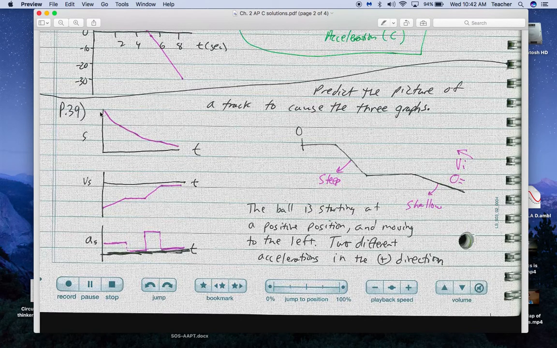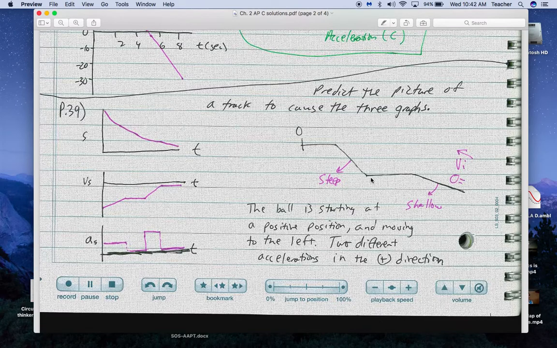Well, I start in a positive position. So that's my 0 position. I start way positive over here. I start with a negative velocity, but it becomes less negative, indicating a positive acceleration, which is also shown down here. So if I'm moving to the left, but I have a positive acceleration, that means my acceleration is to the right. So essentially I'm going up a ramp here, meaning I'm slowing down, moving to the left.